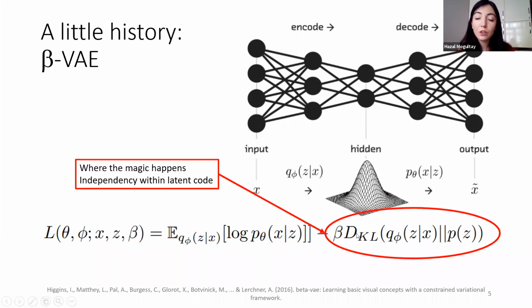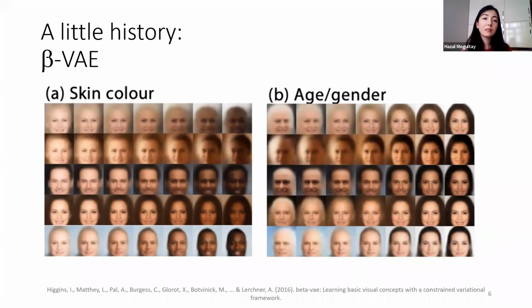And this weighted term is actually where the magic happens. Forcing this distribution to the normal makes sure to acquire independency within the latent code, so that each independent factor here in this latent representation actually represents one of the sources of variation in our original data set. So these are some results from the original paper.